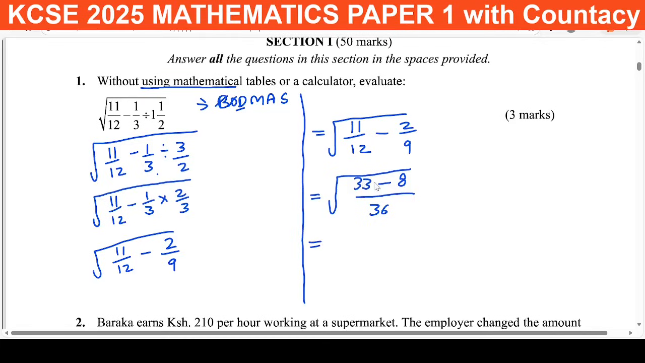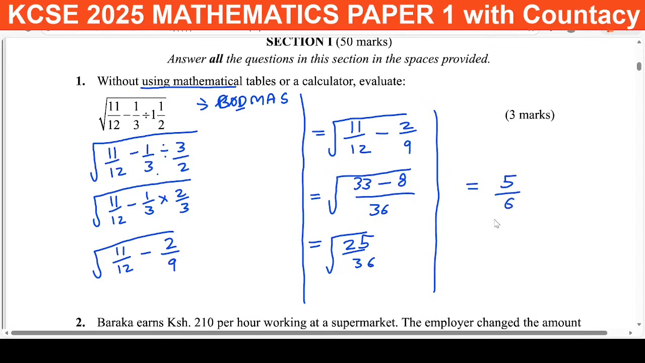So we have 33 minus 8. That's the same as 30 minus 5. That's supposed to be 25 over 36. And we have the square root of that. So finally, we complete up this step. So we find the square root of each and every component. We can find the square root of 25. That's going to give you a 5. And the square root of 36. That's going to give you a 6.